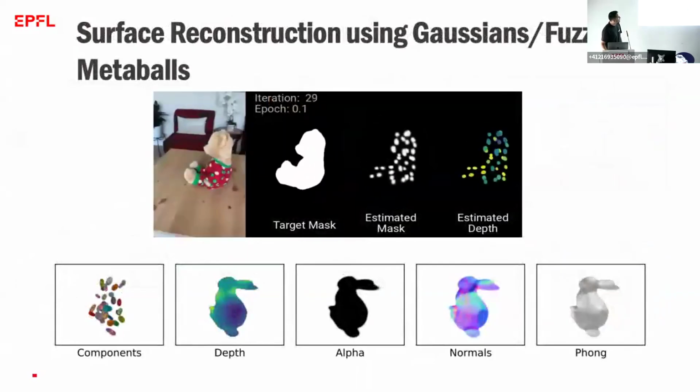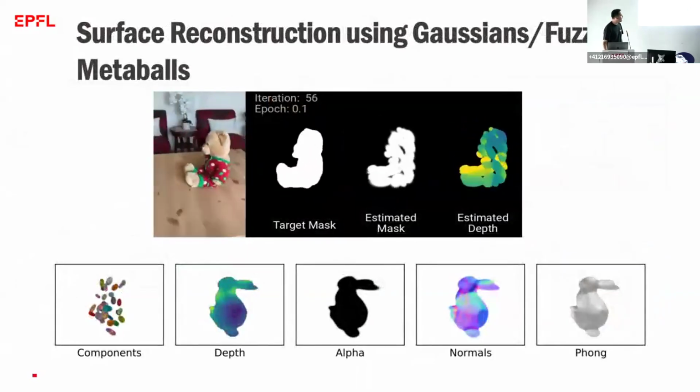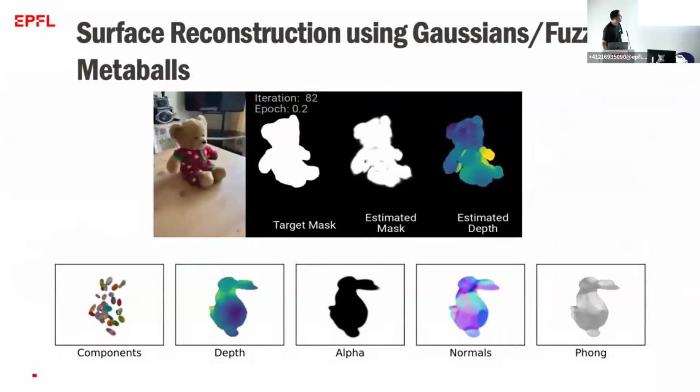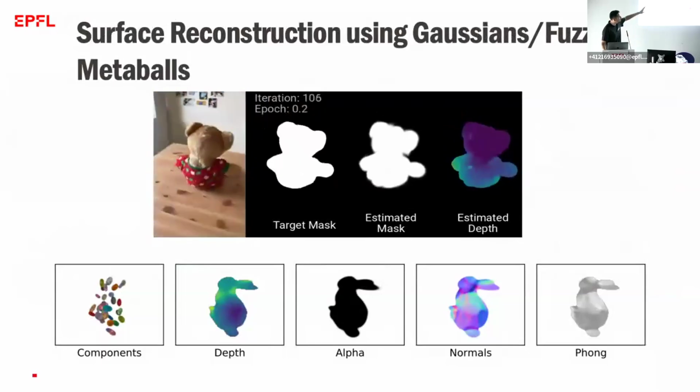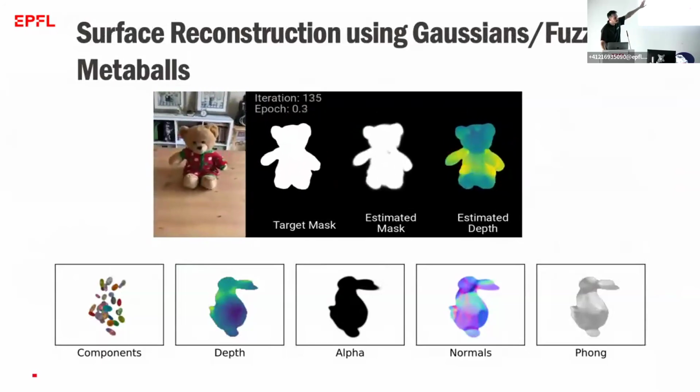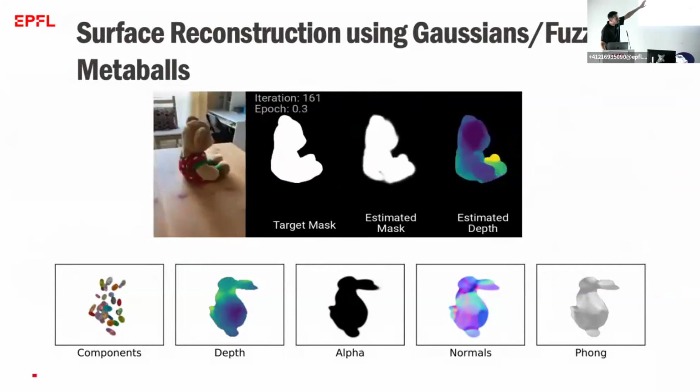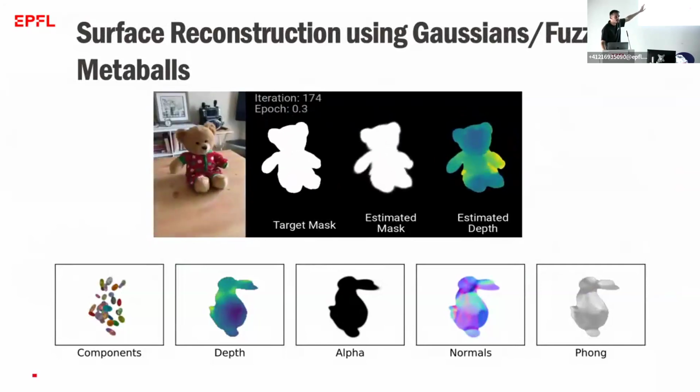Another good direction, which brings us back again to shape reconstruction, surface reconstruction, is this: when 3D Gaussian splatting came out, there was another method, fuzzy metaballs, that also came out but didn't get as popular as Gaussian splatting. One of the big things was that the rendering is slow, and also it's a bit different.